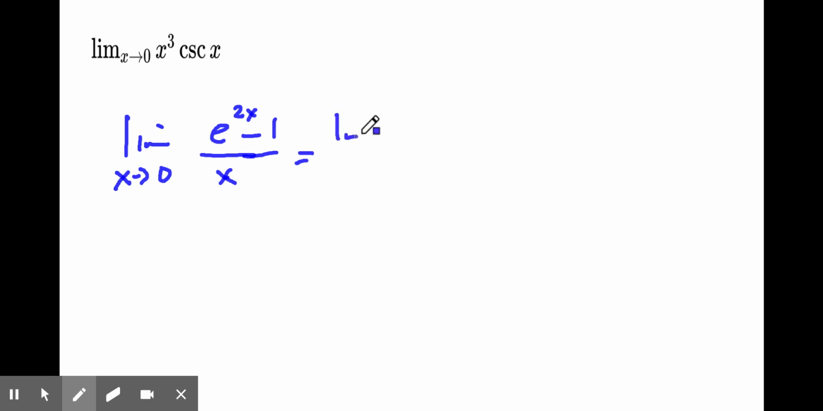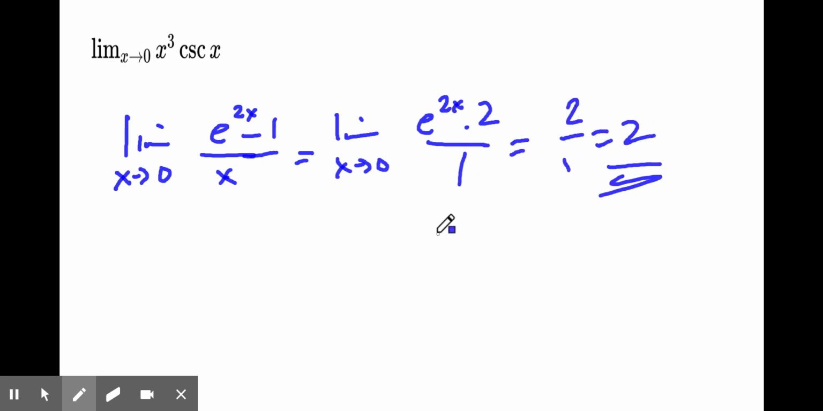So when you derive e to the 2x minus 1, you are using the chain rule. So it's e to the 2x times 2 with the chain rule. And the derivative of x on the bottom is a 1. And then I evaluate. I get 2 over 1. It gives me 2. Okay.